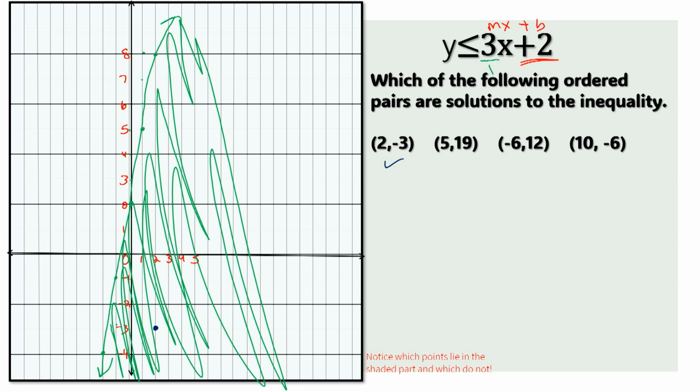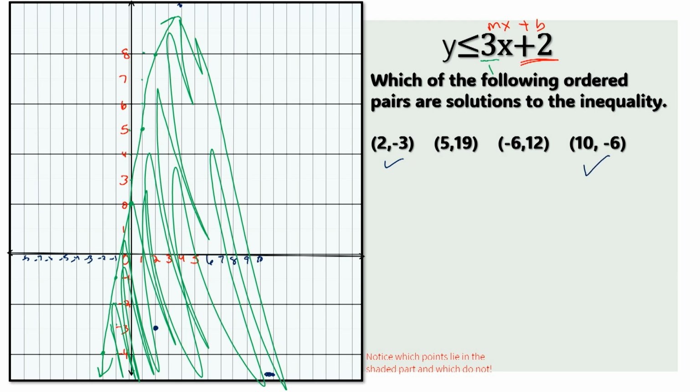It does not. It would be somewhere over in here, which we don't have enough room for, but it's not in the shaded part. I did the math, I promise. Then we have negative 6, 12. So I've got negative 1, negative 2, negative 3, negative 4, negative 5, negative 6, and then if we go up to 12, it's going to be somewhere way up here. It also is not part of my shaded area. My last one is 10, negative 6. So I've got 6, 7, 8, 9, 10. Negative 6 would be down here. So it is part of my shaded portion.